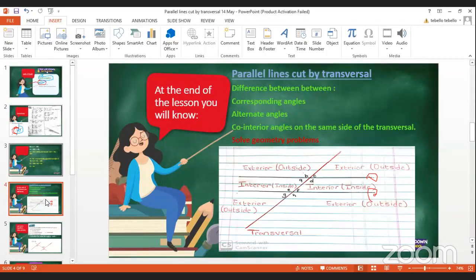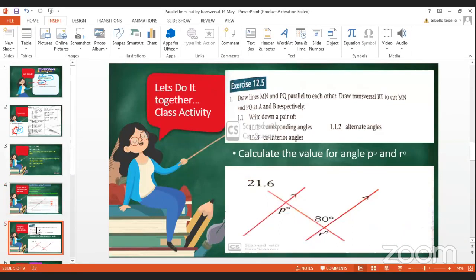Okay, so our class activity for today is to draw lines. We'll be drawing parallel lines cut by our transversal. Now, guys, in the comments, someone is asking, why are you so soft? Can you please put another comment and explain, please?